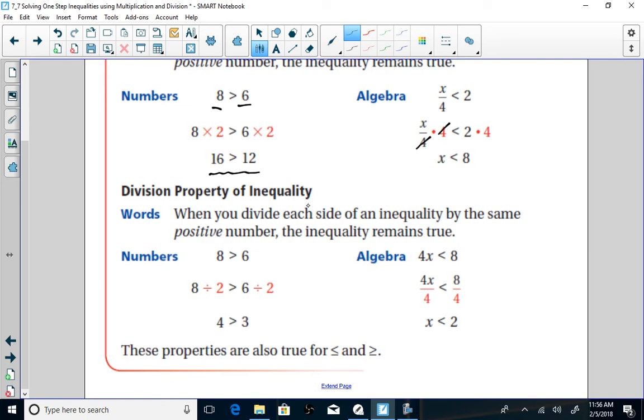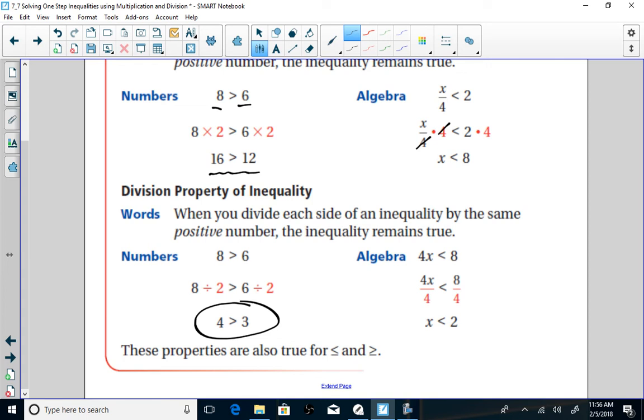We also have the division property of inequality, which says when you divide each side of an inequality by the same positive number, the inequality remains true. Let's start with the same inequality we did with the first example. 8 is more than 6. If I divide both sides of that inequality by the same positive number, let's say we divide it by 2. 8 divided by 2 is 4. 6 divided by 2 is 3. I still get an inequality that's true. 4 is more than 3, just like 8 is more than 6.